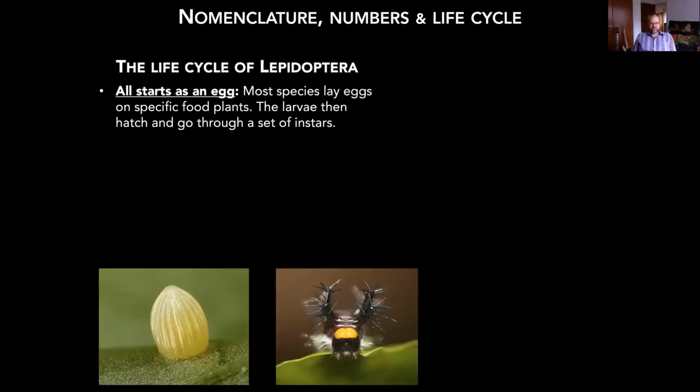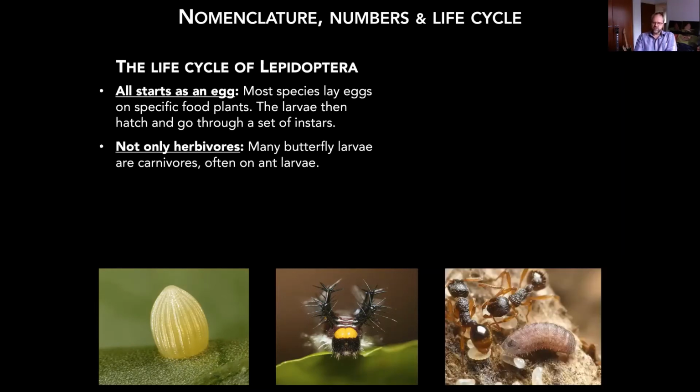And all butterflies start their life as an egg. And from the egg, a small larva hatches. These larvae go through several instars, which means that they will change their skin completely 4 or 5 times while they develop. And each time they grow bigger. Most butterflies are feeding on plants, so they're herbivores, grazing animals. But there are also examples of butterfly larvae that are carnivores.